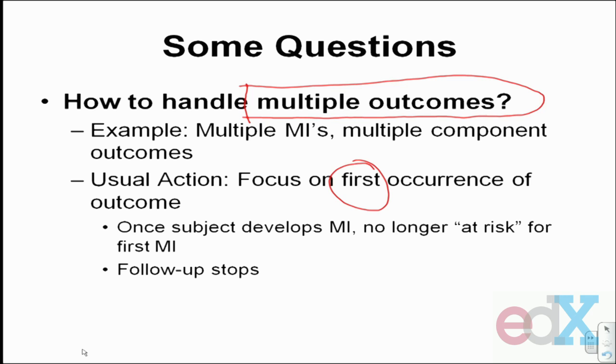That's typically done in epidemiologic studies. We follow people until they're no longer at risk. Well, you're no longer at risk for a first myocardial infarction once you've developed a myocardial infarction; your follow-up stops in that case. So that's typically what we see in epidemiology.